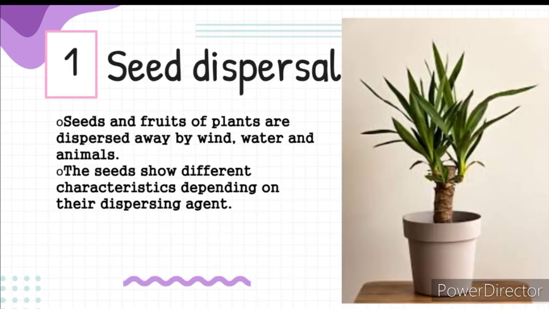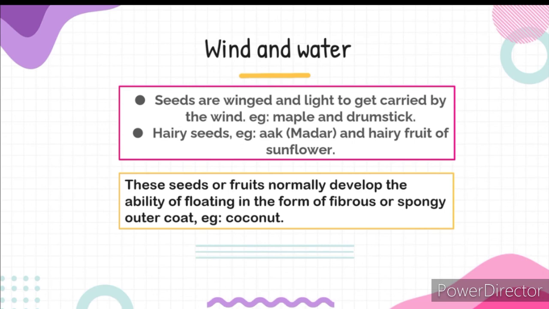Now, guys, moving on to the next topic, that is seed dispersal. Seeds and fruits of plants are dispersed away by wind, water, and animals. The seeds show different characteristics depending on the dispersing agent. Agent means through what reason they are dispersing. For example, here the reasons are wind, water, animals.